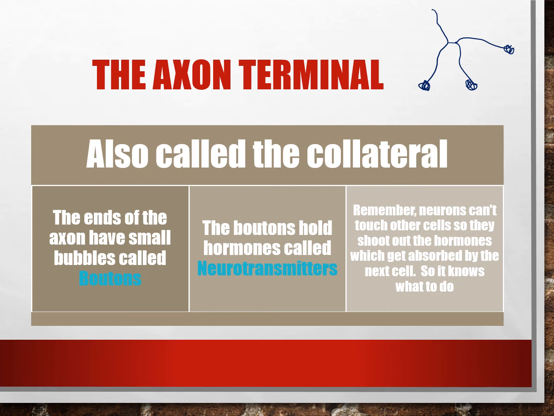Now, this hormone is called a neurotransmitter because it's transmitting information from the neuron. Because remember, neurons can't touch other cells, so they shoot out hormones. So basically, if I were one neuron and you were another neuron, there would be a space between us. And you're sleeping and I have to wake you up, so I'm going to shoot you with really, really ice cold water in order to get a reaction.